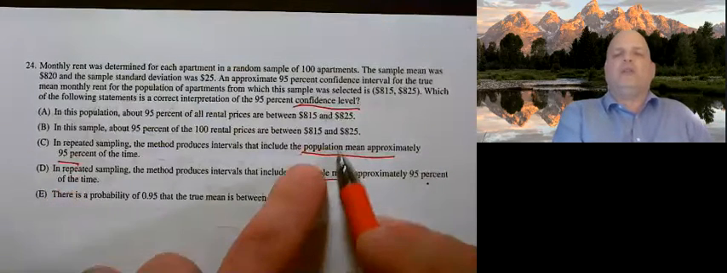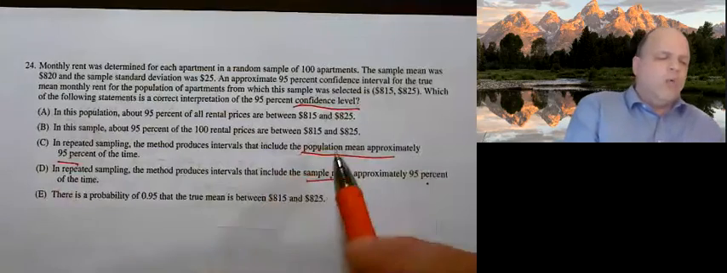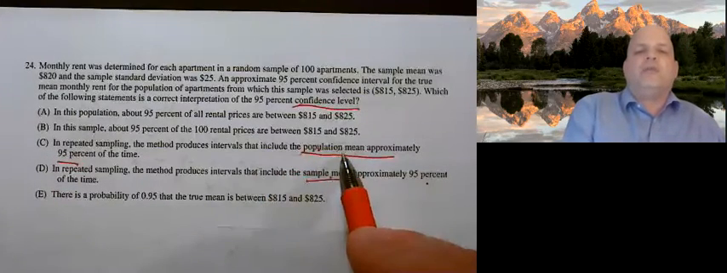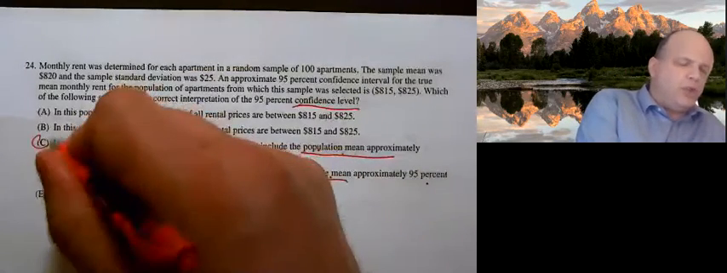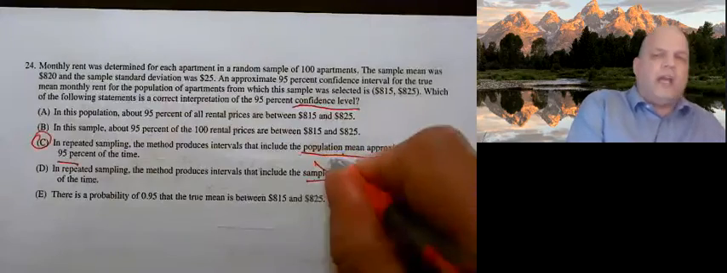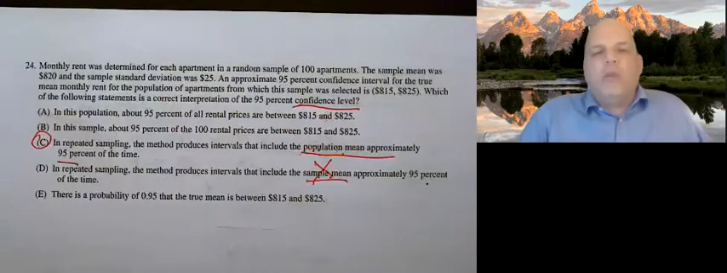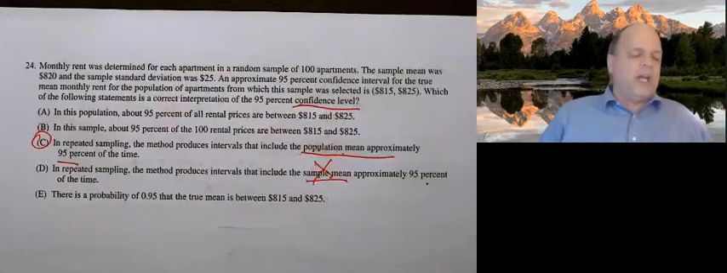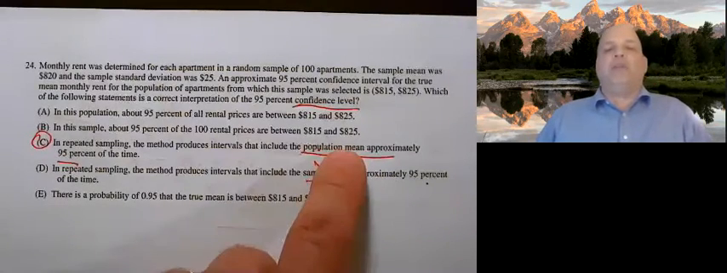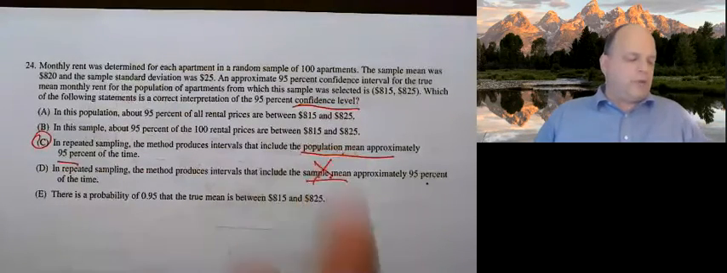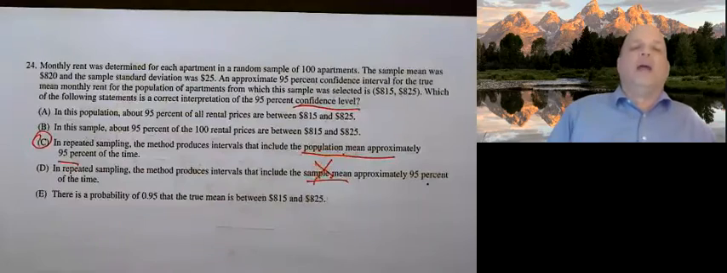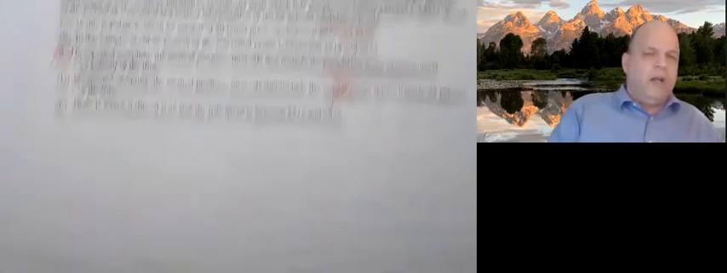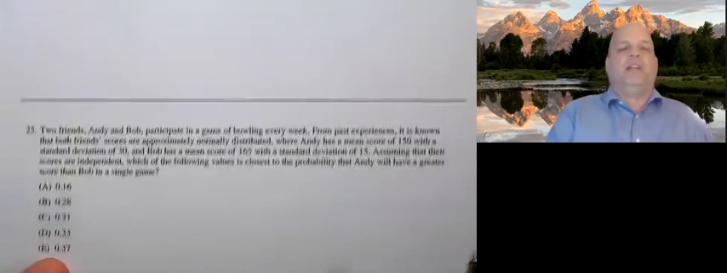So the only difference here is population and sample. We use confidence intervals to estimate the population. We do not use them to estimate the sample. We know the sample. The sample mean will be in the center 100% of the time, but only 95% of the time do we successfully capture the population mean. So we're estimating the population mean, and 95% of the time we expect to get it.